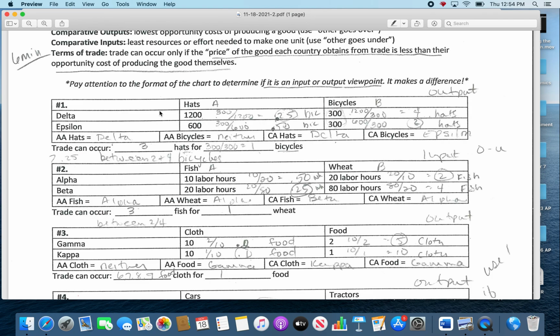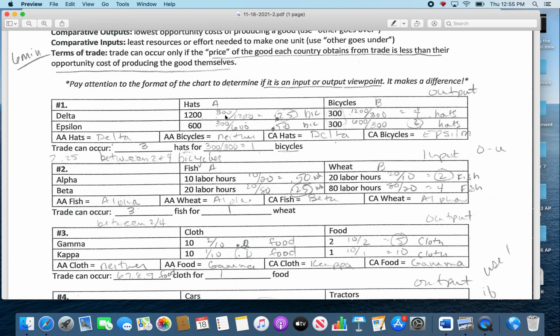If Delta uses all of their time to make hats, they can make 1,200. If they use all their time to make bicycles, they can make 300. If Epsilon uses all of their time to make hats, they make 600. If they use all their time to make bicycles, they make 300. Since this is an output, the other goes over. O's go together.